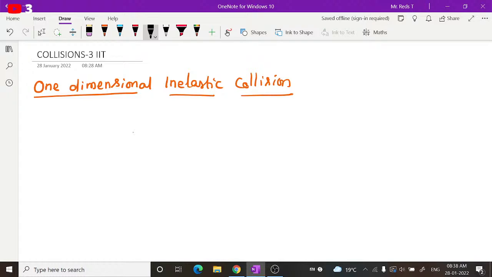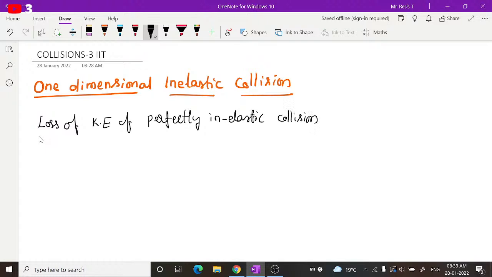First write down the subheading: loss of kinetic energy of perfectly inelastic collision.